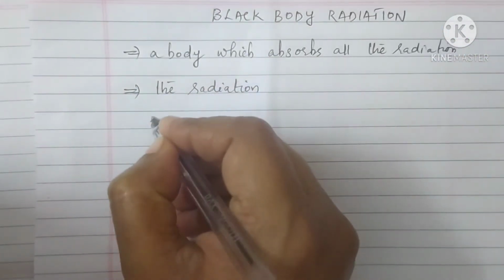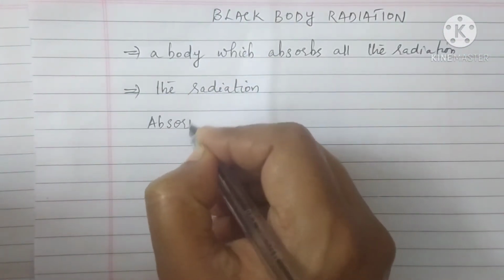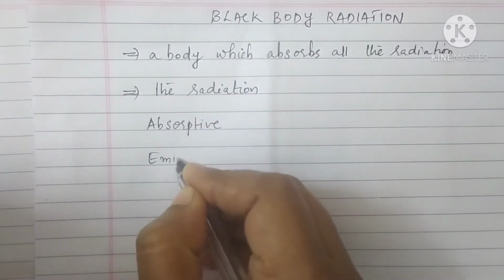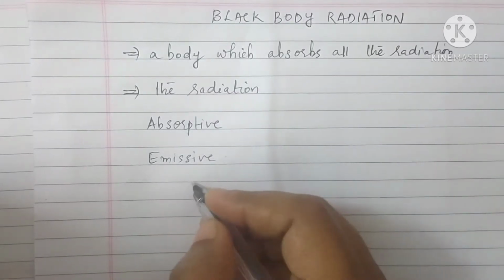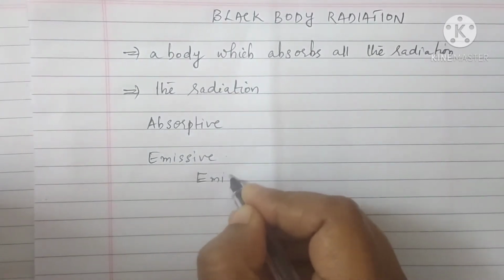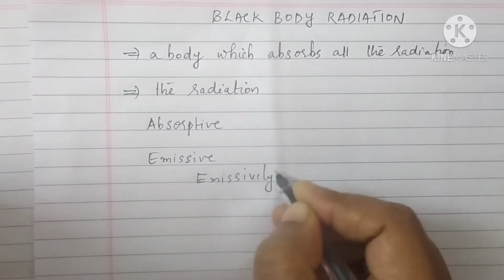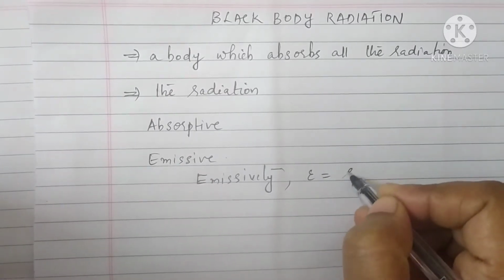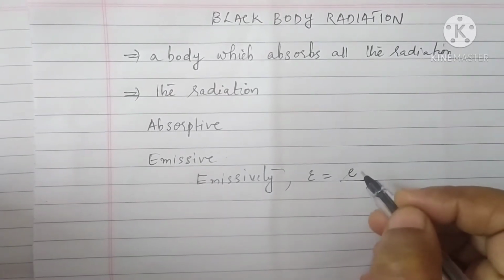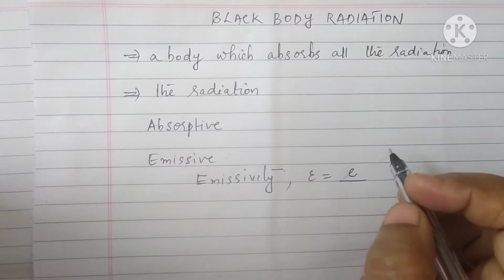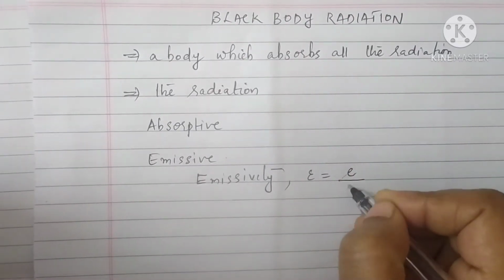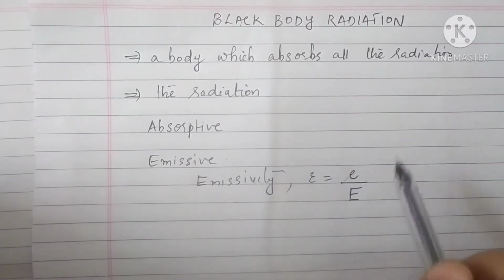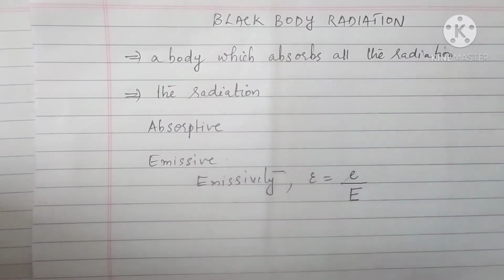And also we have studied absorptive and emissive powers in the last class, and also emissivity. Emissivity is the ratio of the emissive power of a body, which can be represented as small e, divided by the emissive power of a perfect black body, which can be represented by capital E. So this is known as emissivity. A few terms we have already discussed.